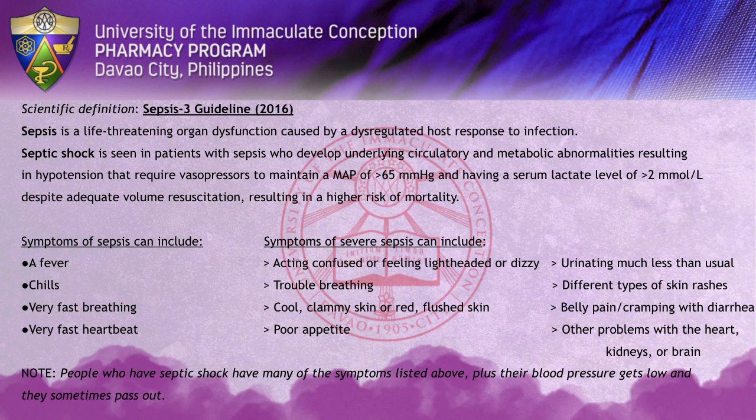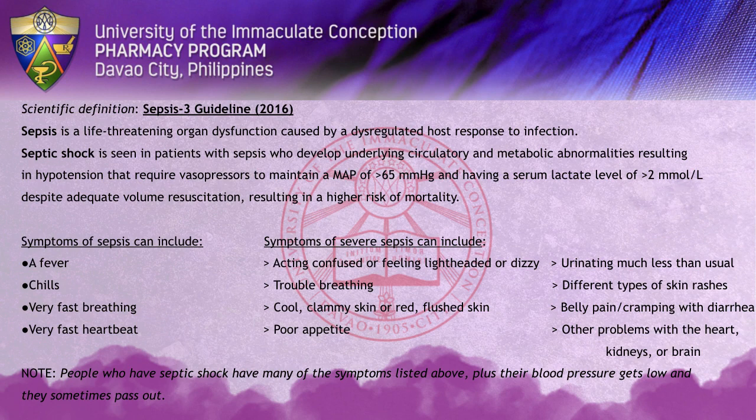Sepsis, according to SEPSIS-3 guidelines in 2016, is a life-threatening organ dysfunction caused by a dysregulated host response to infection. Septic shock is seen in patients with sepsis who develop underlying circulatory and metabolic abnormalities resulting in hypotension that requires vasopressors to maintain a MAP of greater than 65 millimeters mercury and having a serum lactate level of greater than 2 millimoles per liter despite adequate volume resuscitation, resulting in higher risk of mortality.